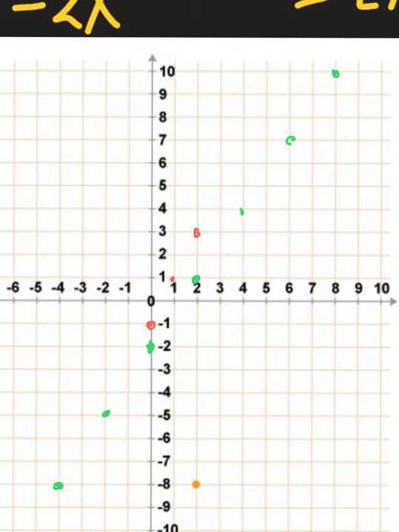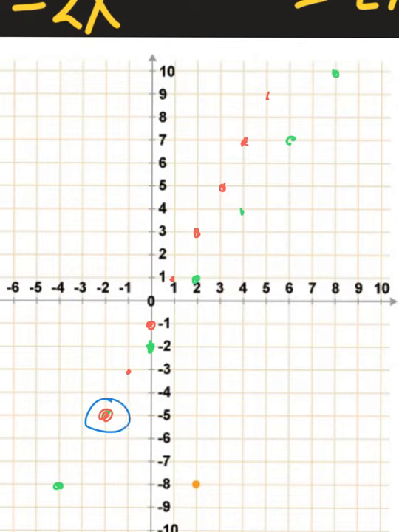Up 2 and over 1, repeating a few more times. We're going to do the same thing on the other side, except now we're going to go down 2 and over 1. Down 2 over 1. And then look, we have our answer.